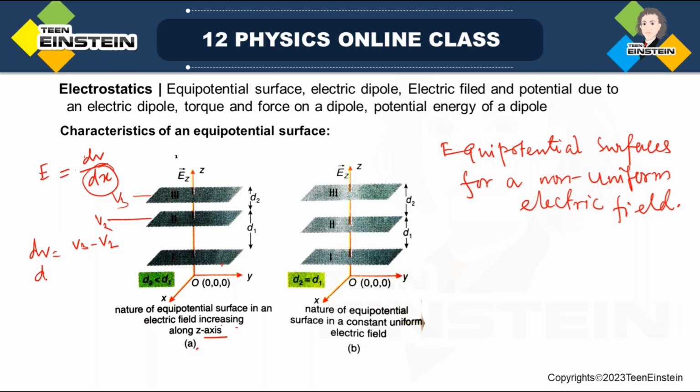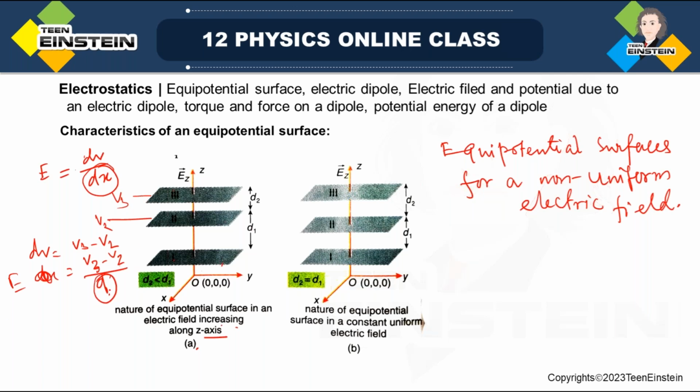What is dx? dx is the distance between the planes. So this is d, and this is the electric field. So V3 minus V2 by d. So if this distance is decreasing, then only the electric field will be increasing, isn't it?